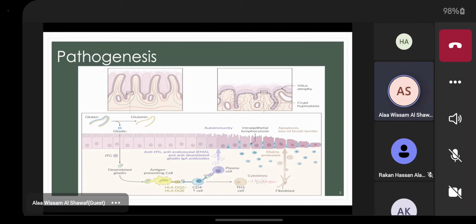inflammation, then epithelial damage resulting in villus atrophy, crypt hyperplasia, and loss of a brush border. Lastly, we'll have impaired resorption of nutrients in the small intestine, especially in the distal duodenum and the proximal jejunum, which will lead to malabsorption symptoms.